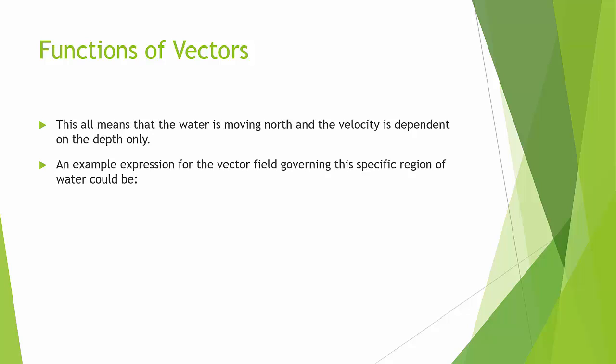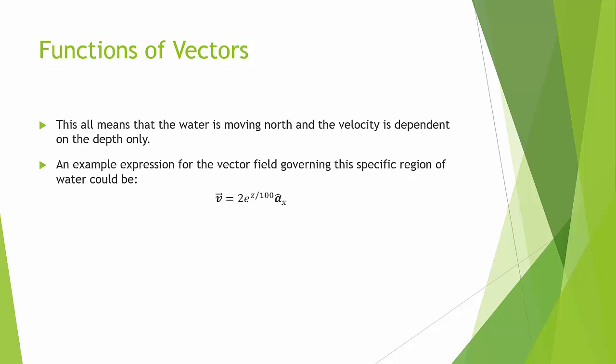Once again, pulling straight from the book, they have an example expression for our vector field given as v is equal to 2e to the z over 100 a hat x. And the a hat x comes from the fact that x is the northward direction, and we only have a northward component. So what's interesting is let's actually start plugging in values for our position vector.